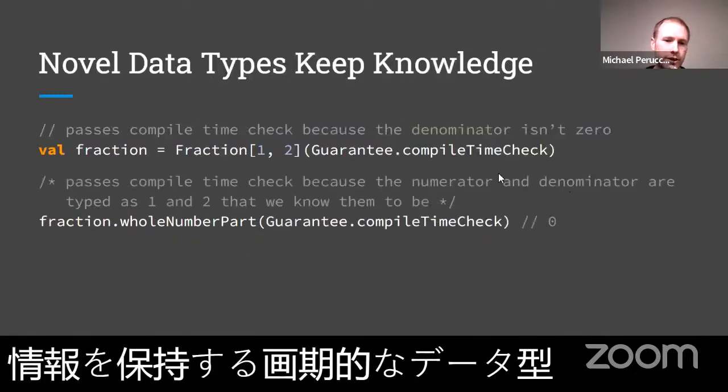And now if we try calling it, we construct our fraction a little bit differently by passing in the types. And because it can get the values out of this, we can now store the fraction as a value, and the guaranteed compile time check works because it sees that 2 is not equal to 0. And then later on, when we call fraction.whole number part, it remembers that the numerator is 1 and the denominator is 2, and this will work with a compile time check because it has all the info it needs.